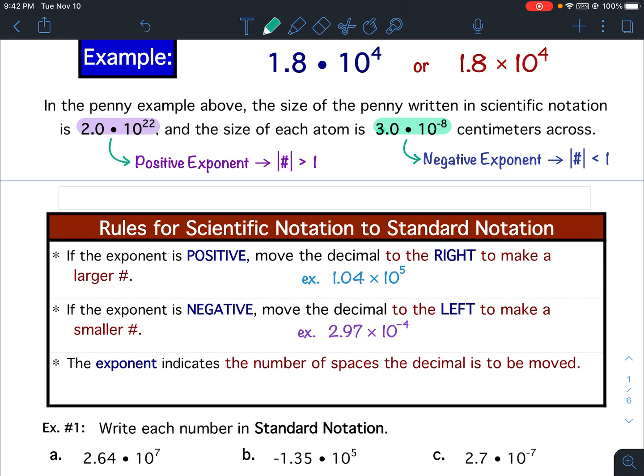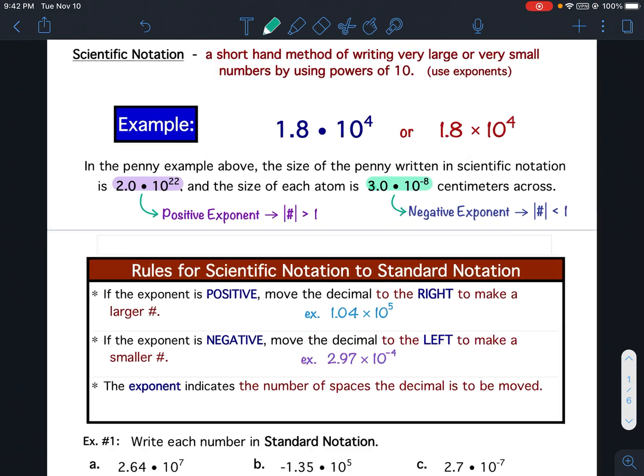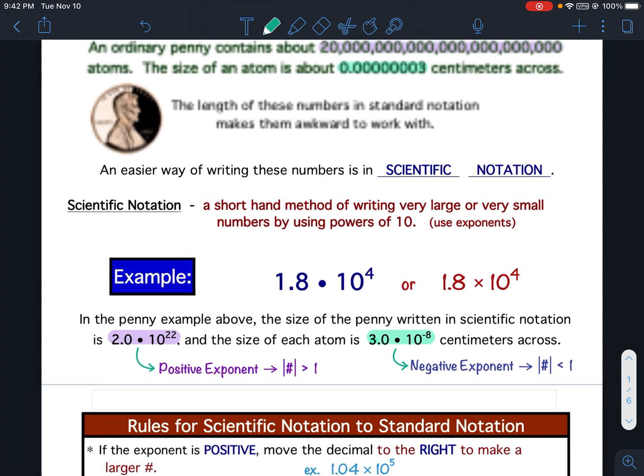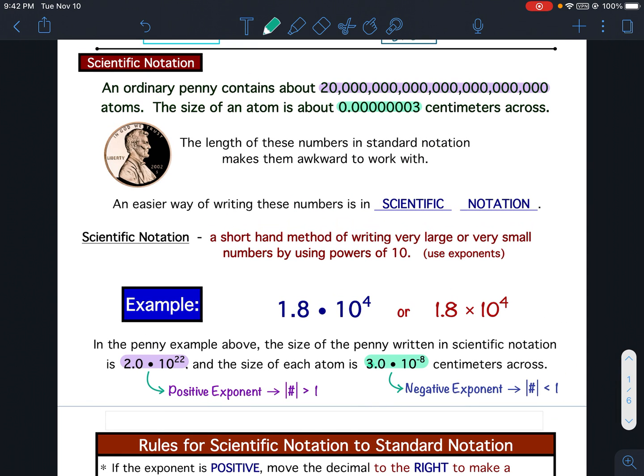So again, if it's greater than 1, it'll have a positive exponent. Less than 1, it's going to have a negative exponent. If you have any questions on the definition of scientific notation or how to write it, please let me know.